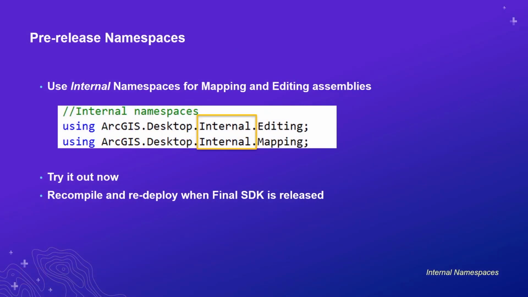To use the pre-release, you will use internal namespaces for the mapping and editing assemblies. And this gives you the opportunity to try it out now and take a look at the API and work with the functions that are available at the moment. Then at final release, you'll remove the internal statement and recompile.